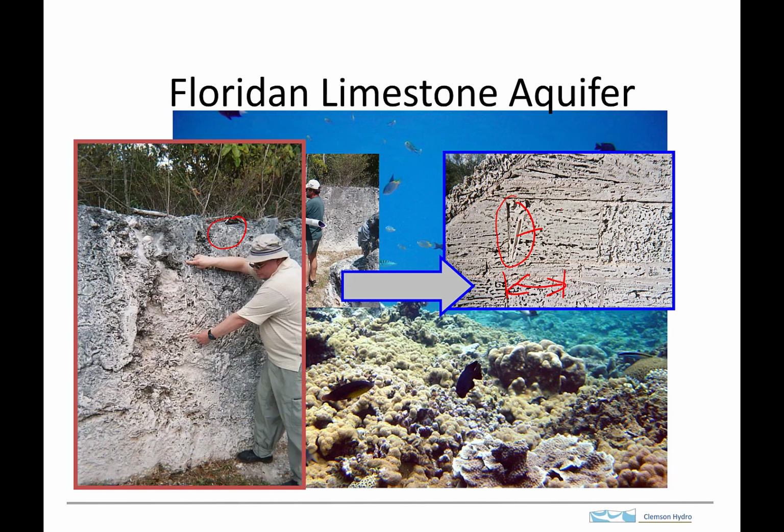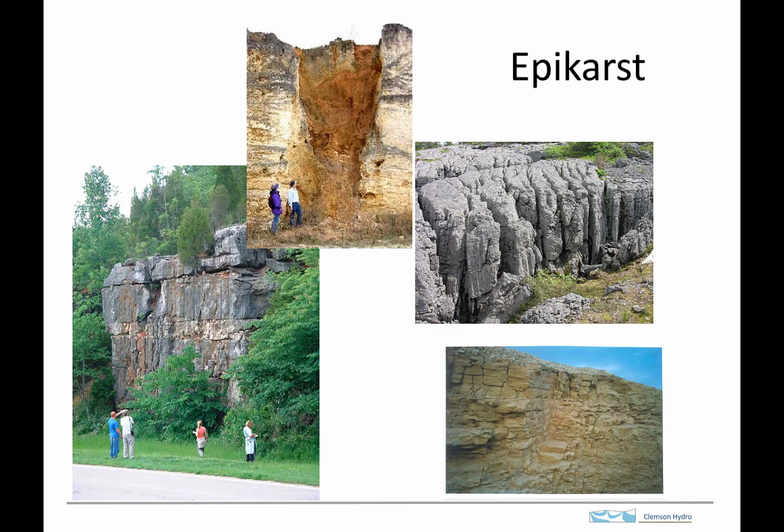Here's a photo from the same quarry, and this guy is showing a solution feature. So right here, in addition to having high porosity and permeability primary during deposition, this material has also been dissolved, and the cavities have been enlarged, and you can kind of see that dissolution feature shown here. And of course, the dissolution features are going to be common at the ground surface in karst.